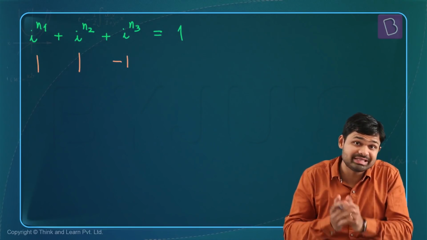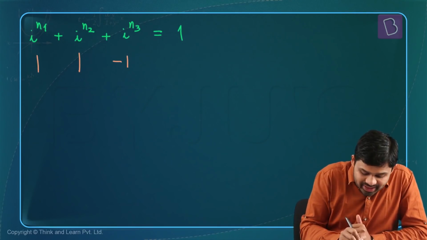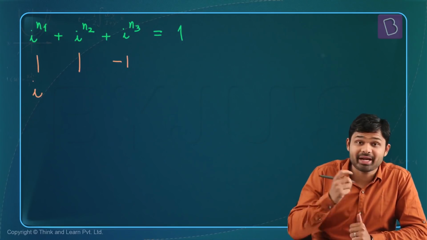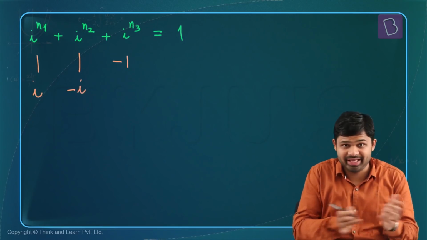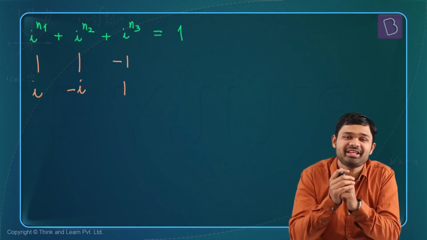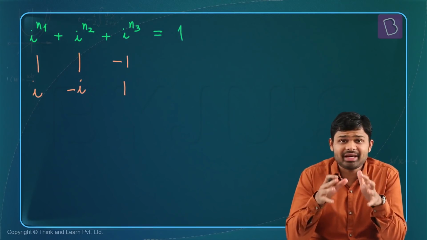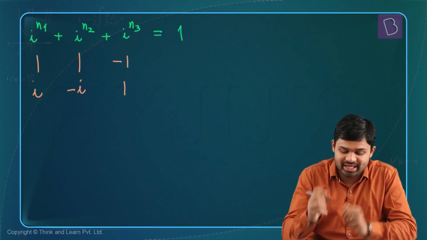But this is not the only case. There's one more case wherein iota to the power n1 is iota and iota to the power n2 is negative iota, well, they cancel out. And then if iota to the power n3 is 1, we again get the sum to be equal to 1. So there are these two different cases. Now let's analyze the different situations when this can happen.